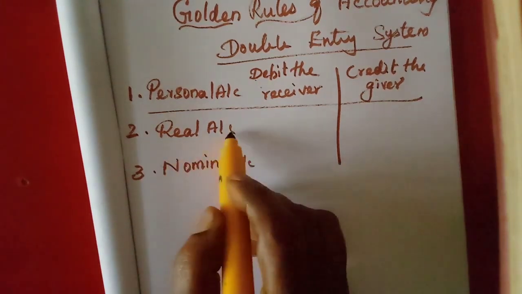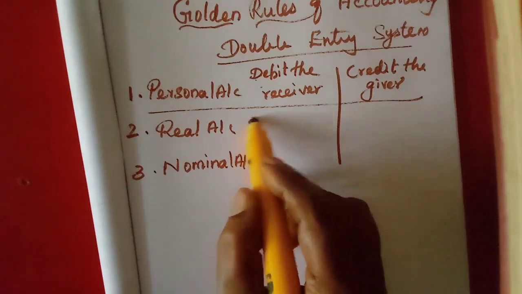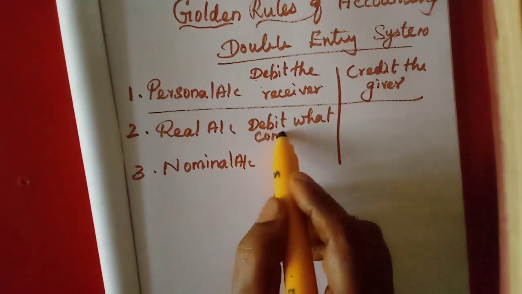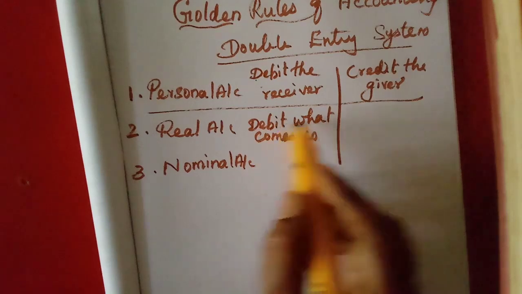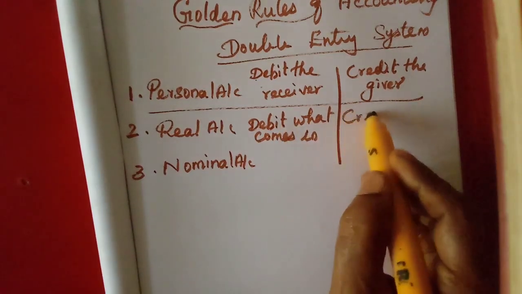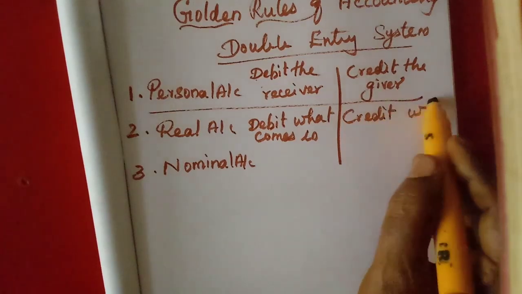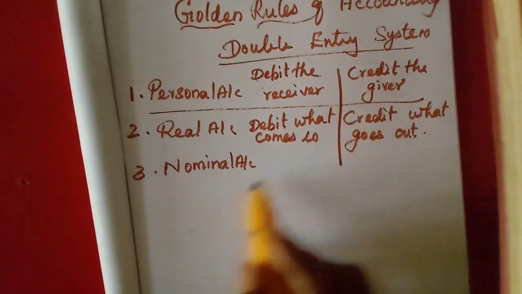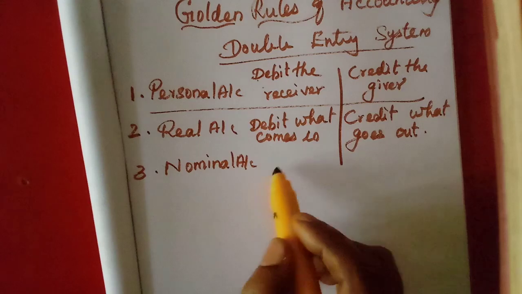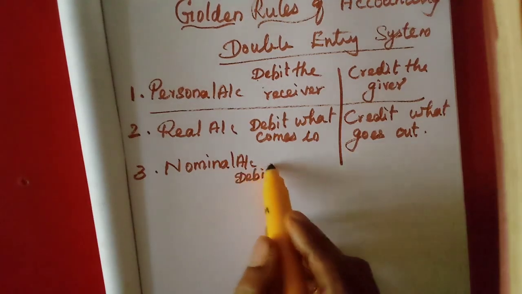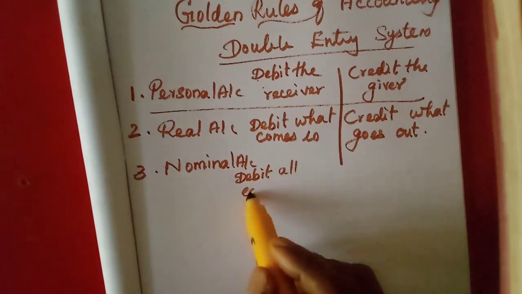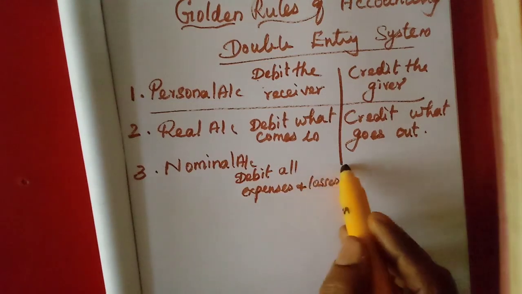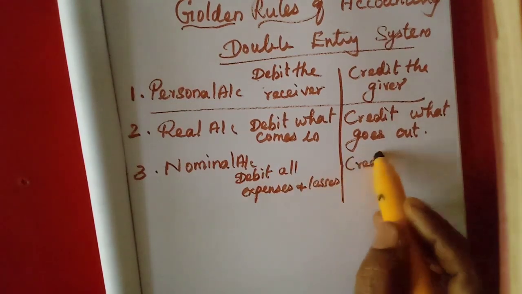Then what is the rule for real account? Real account: debit what comes in. So what is the opposite? Credit what goes out. That's all. Then nominal account: debit all expenses and losses. Here, credit all incomes and gains.